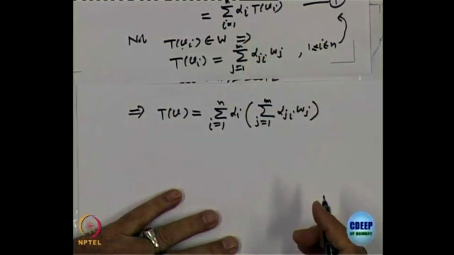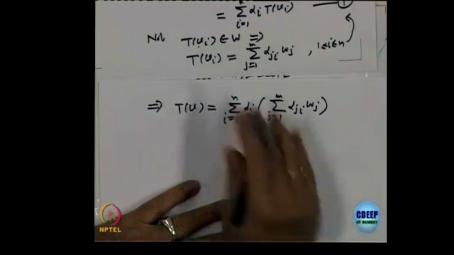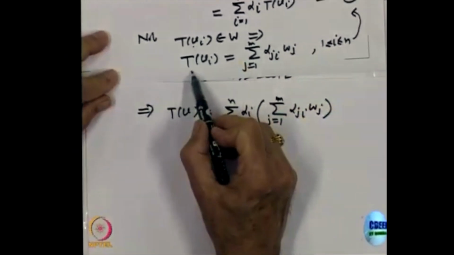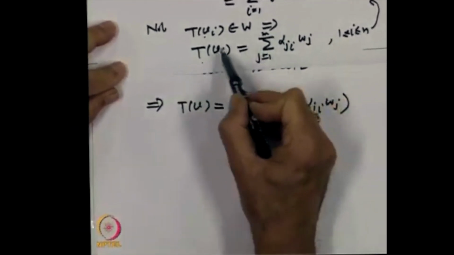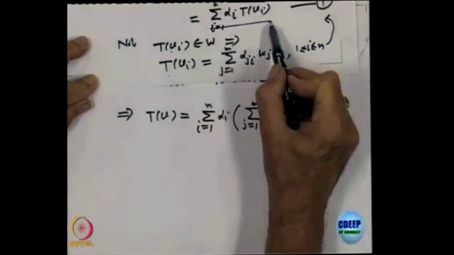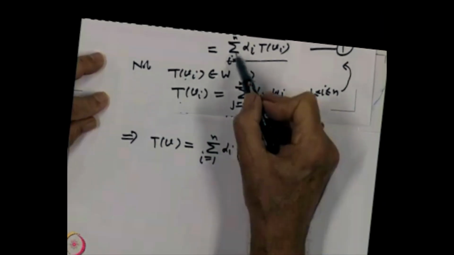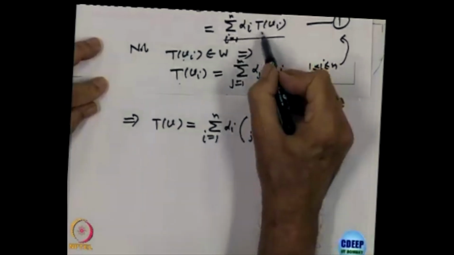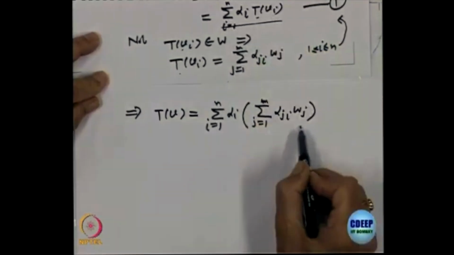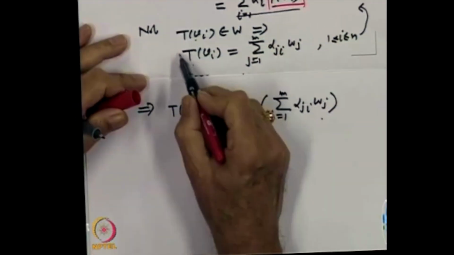Is it okay? I have taken this value T of Vi, which is this. I have put this value here in this expression 1. So sigma alpha i, i equal to 1 to n, and T of Vi, that value is put here. Okay. So just this value T of Vi from here.